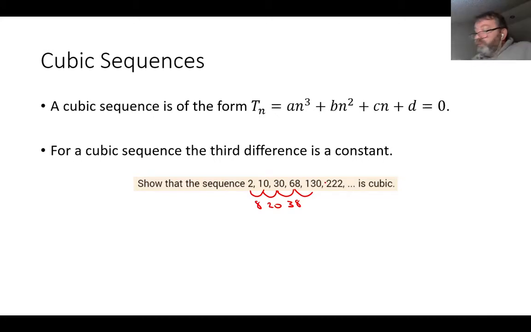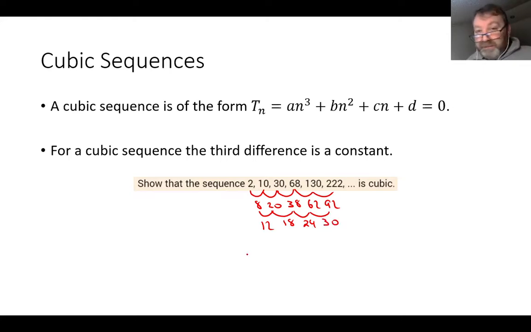Here, I'm going to have to use my calculator for this. I'm too old to be doing this kind of thing. 130 minus 68, that is 62. And then 130 and 222, and that comes out as 92. Okay, that's my first level, not constant, therefore not arithmetic. Let's go to the second level. 8 and 20, 12. This one here, 18. This one here, 24. And this one here, 30.